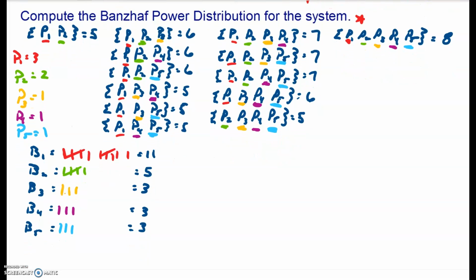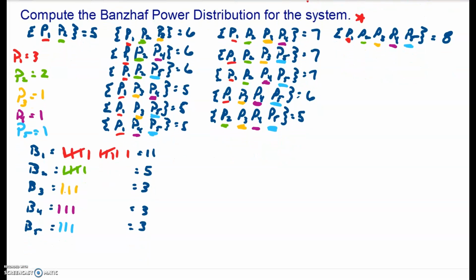Now, so far we have all of the Banzaf numbers. Now we need to find out what is the Banzaf index of each. Remember, to find the Banzaf index, we add up the total number of times any player is critical. So 11 plus 5 is 16, plus 3 is 19, plus 3 is 22, plus 3 more is 25. So we have 25 instances in which players are critical.